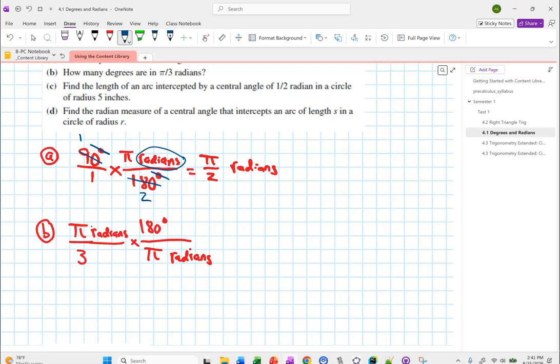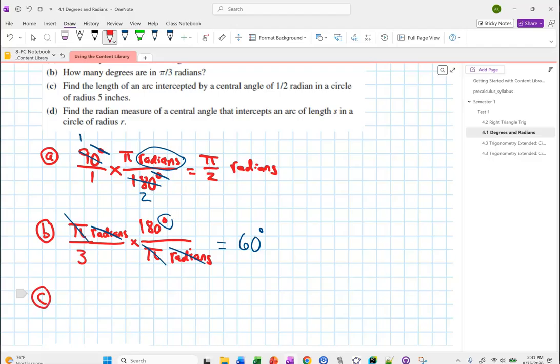Okay. I can cancel my units, so I know that my answer is in degrees. Pi can cancel with the pi. I have a pi on top, pi on bottom. Those cancel. And then I have 180 over 3. That reduces down to 60 degrees. Does that feel okay there? Okay. One more example and we'll stop.